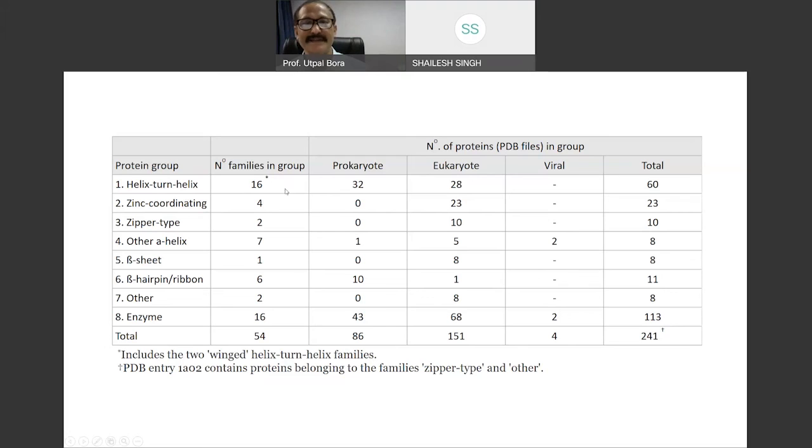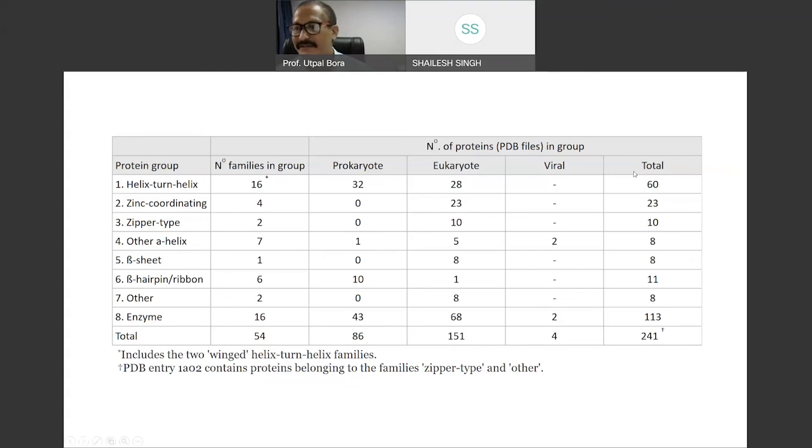In helix turn helix, you have 32 proteins under the prokaryotes and 28 in eukaryotes. This doesn't mean that these proteins are much more dominant in prokaryotes. This is because the data has been taken from the available databases. So as studies progress in future with more organisms, this statistics is going to change.